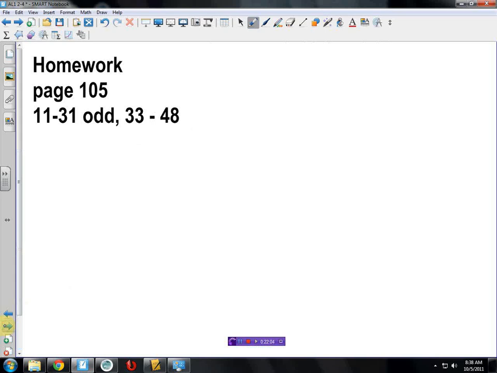Here's your homework. It's all about equations with variables on both sides.